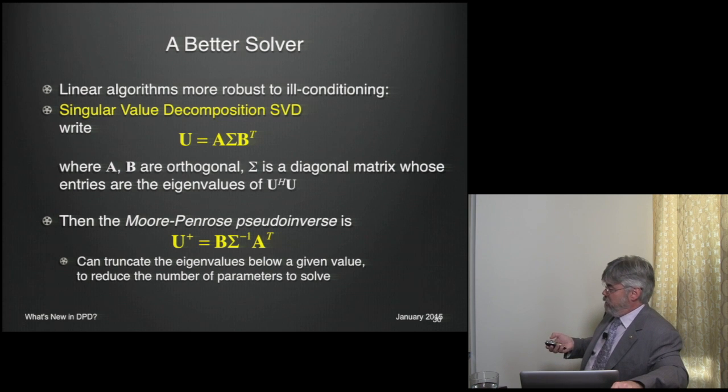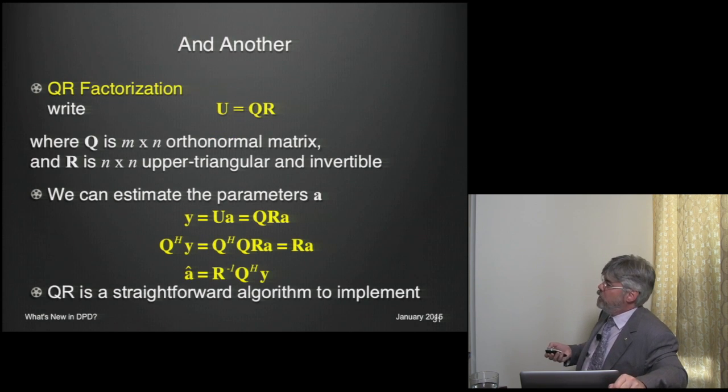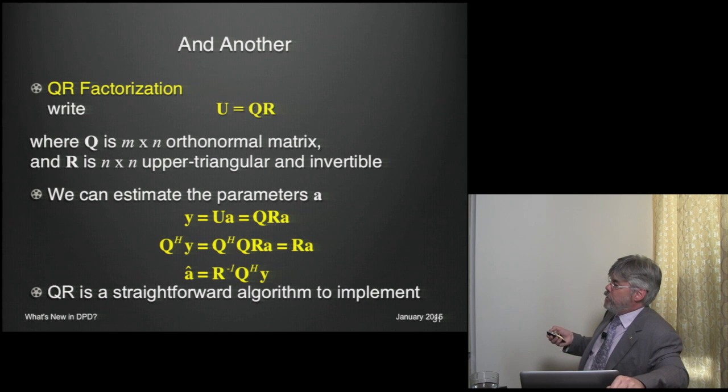As I say, it's very robust. It's just that this is an enormously difficult calculation. It takes time. It's quite expensive. One I tend to use quite a lot is QR factorization.